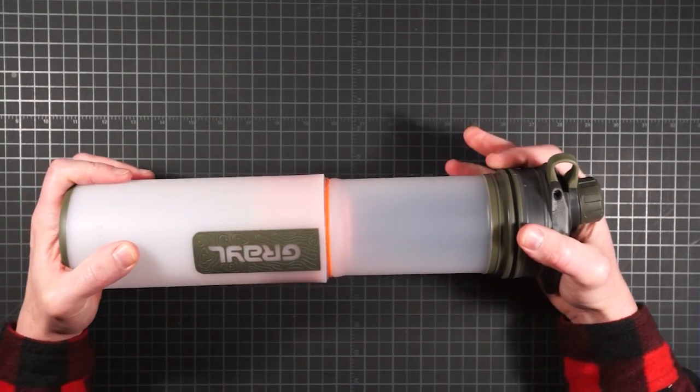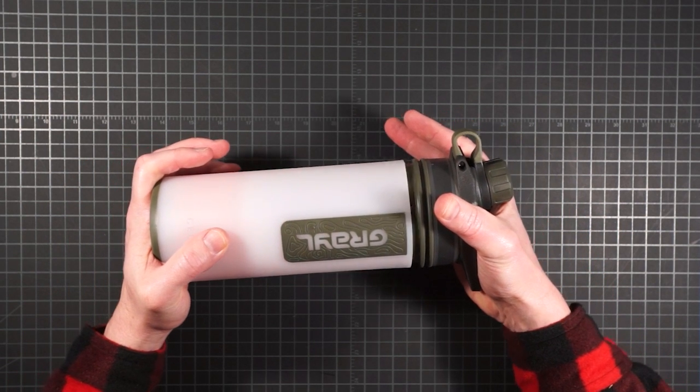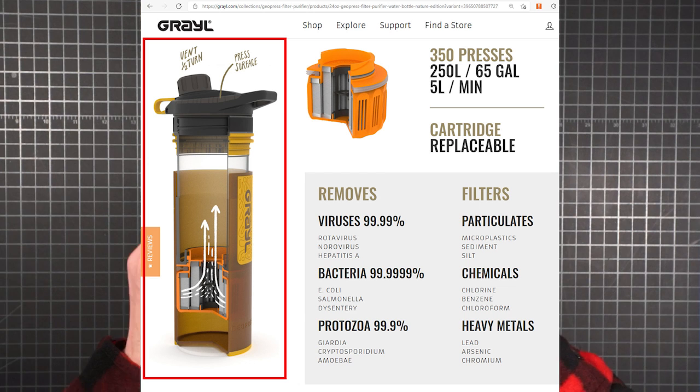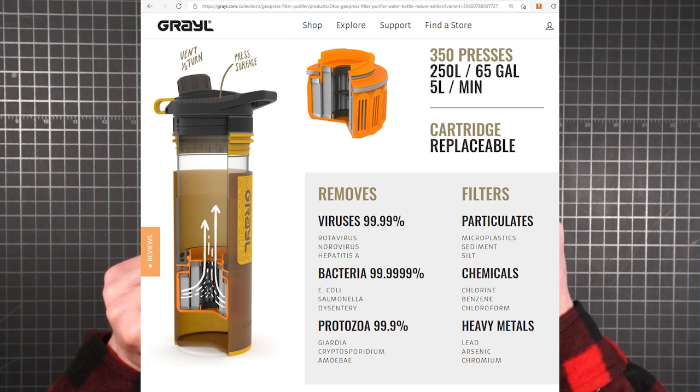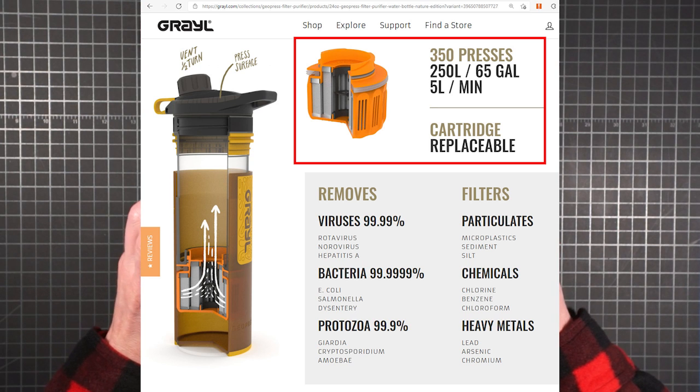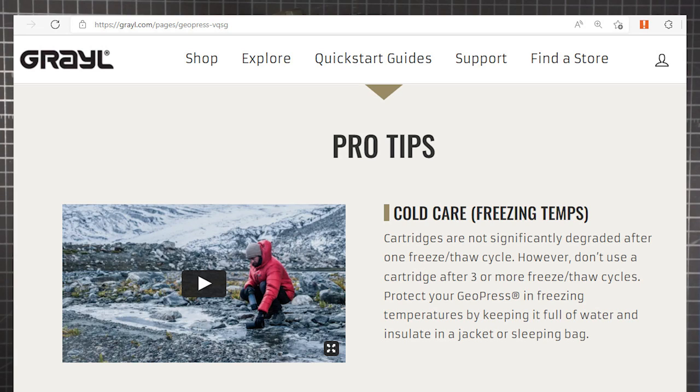You fill the cup and then press the internal bottle down into it. Water is forced up through the filter into the drinking vessel, where it's ready for you to consume directly or decant into another container for storage. The cartridge life is rated at 350 presses into a 24-ounce bottle, roughly 65 gallons. If you forget your filter on a cold night, Grayl says the cartridges are not significantly degraded from one freeze-thaw cycle, but after 3 or more, you should stop using it.